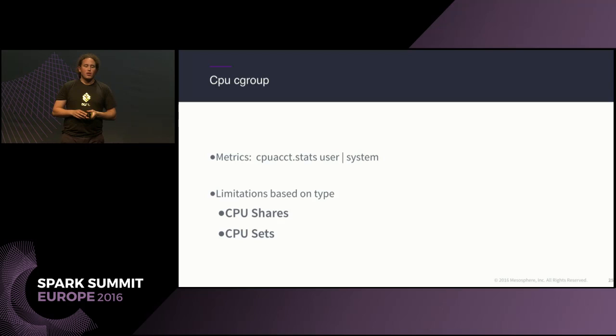CPU cgroup. So again, you can do accounting. You can do accounting per user. You can do accounting for the overall system. But limitations are somehow more difficult compared to memory. So there are two types of limitations you can have. First of all, there are CPU shares, and then there are CPU sets. We'll see what they are in just a second.